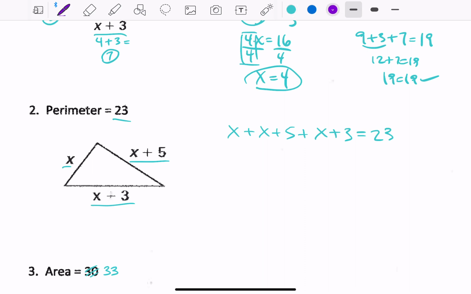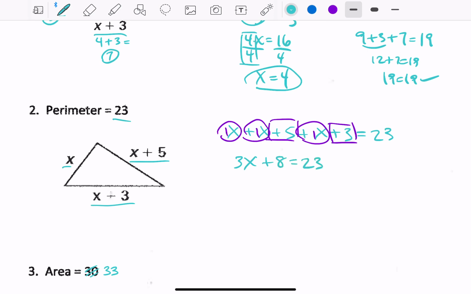So I look, I have some x terms. I have a 1x, another 1x, and another 1x. So when I add those together, I get 3x. And for my constants, I have a 5 and a 3. So that's plus 8 equals 23. Now I've got a two-step equation now that I simplified everything. I want to get rid of this plus 8, so I minus 8 from both sides. I get 3x is equal to 15. I have it being multiplied by 3, so I'm going to divide by 3.